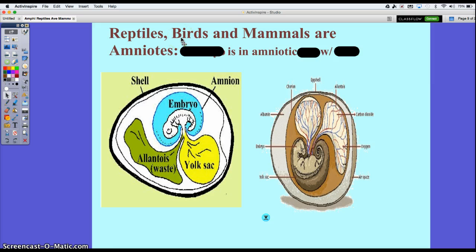amniotes. Has anybody ever heard of that word? Amniotic fluid. Have you heard that word? So that's a fluid that surrounds the embryo. You are surrounded by amniotic fluid when you're in your mother's waiting to be born, when you're an embryo. And it basically is all inside the egg. So you're inside an egg that was fertilized, and it's surrounded by this amniotic fluid.